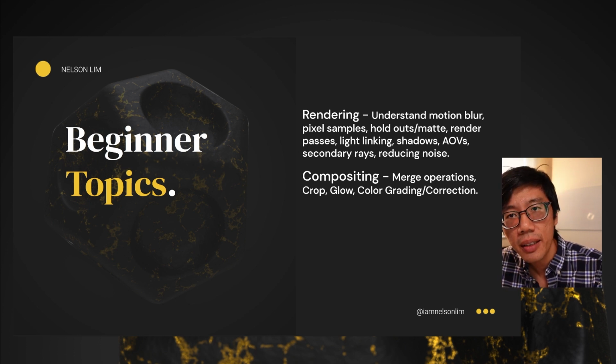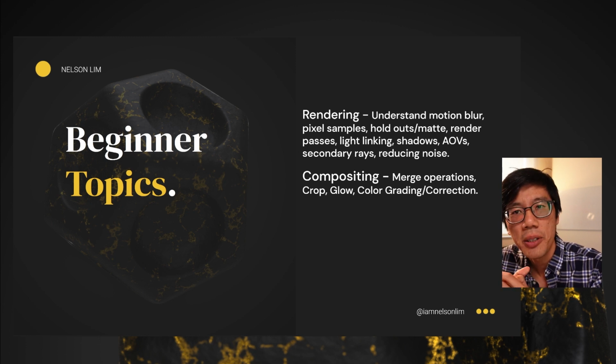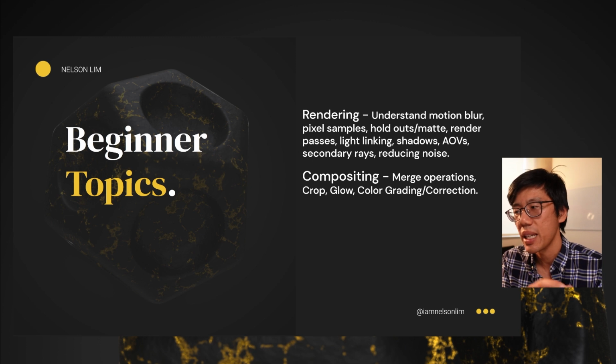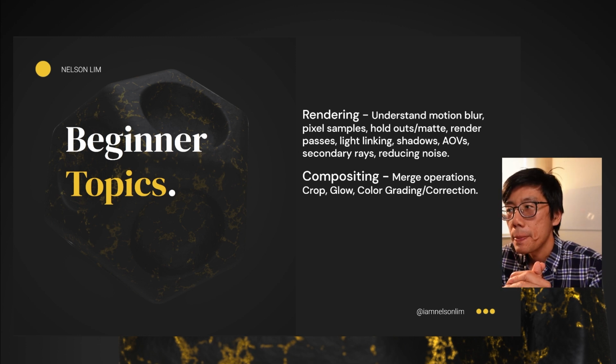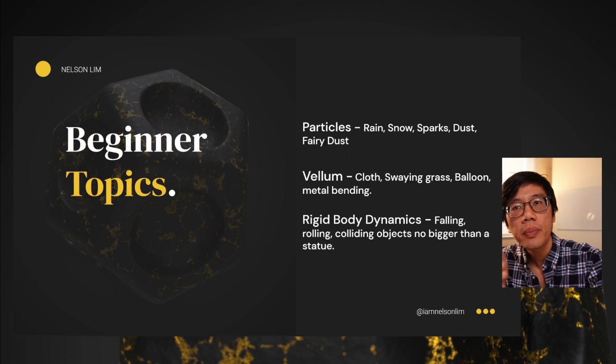Learn about compositing, how compositing is kind of like Photoshop, but on steroids, because you do it across a bunch of images. So learn how the merge operations work, how to crop, make things glow, change the color of things, because that is an important process that happens in CG.